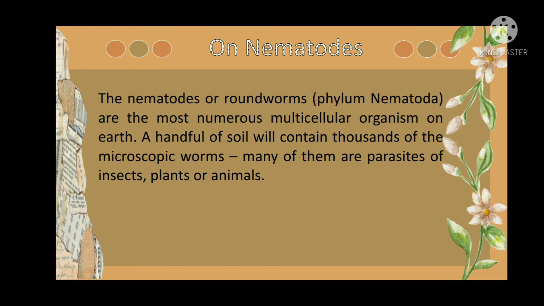Next is on nematodes. The nematodes or roundworms, phylum Nematoda, are the most numerous multicellular organisms on Earth. A handful of soil will contain thousands of microscopic worms. Many of them are parasites of insects, plants, and animals.